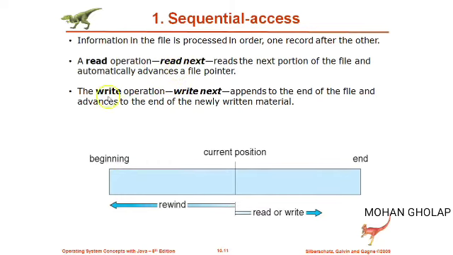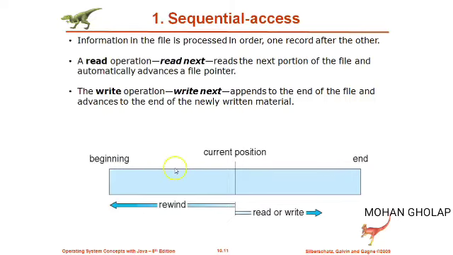This is read next. Similarly we have write next. Starting from the current file pointer location, it appends to the end of the file and advances to the end of the newly written material. Means wherever the pointer is currently, starting from that location it writes the content that you want to write, and after writing the content, the file pointer will be moved to the end of that content. In addition to these two system calls, there may be some more system calls for moving the current position of the file pointer to the beginning or to a particular location and so on.